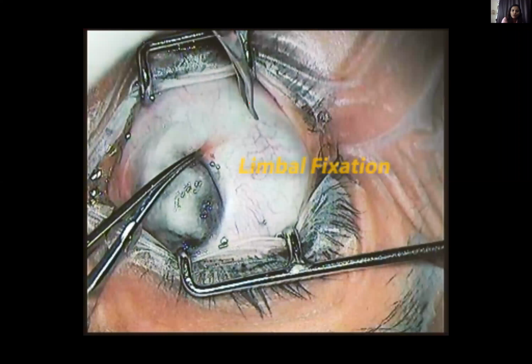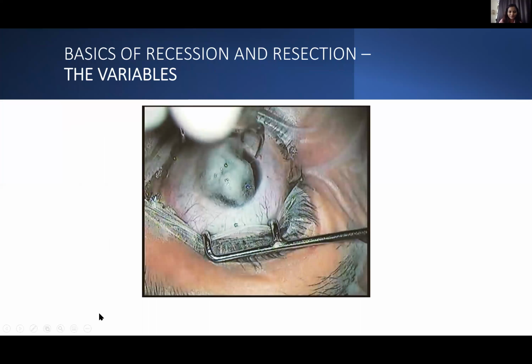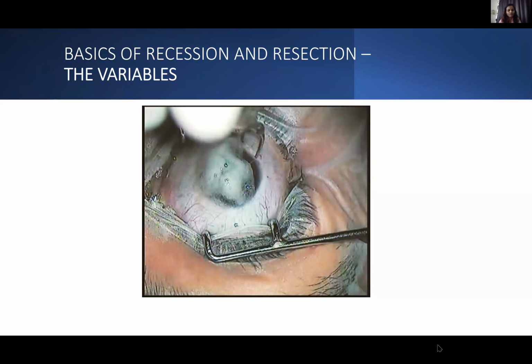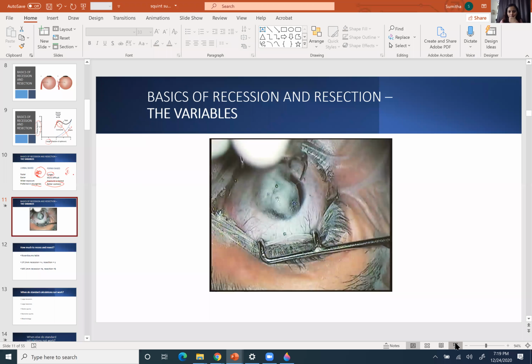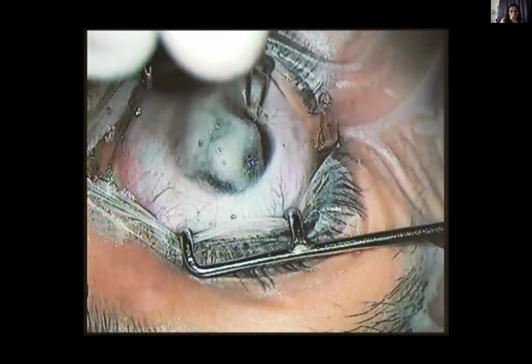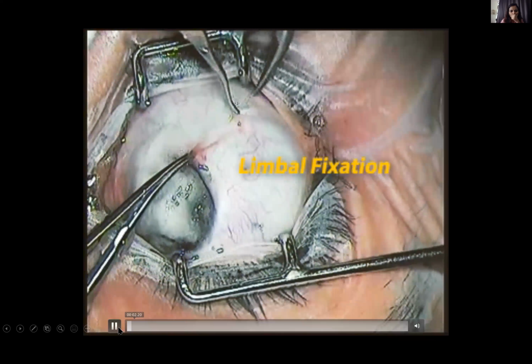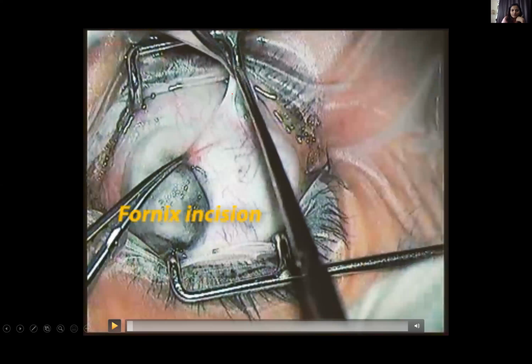So you need exposure of the infratemporal area. Once the infratemporal area is exposed, next is to take an incision in the infratemporal fornix. All you have to do is do a nick with a scissors, conjunctival scissors. And next you take a blunt hook.